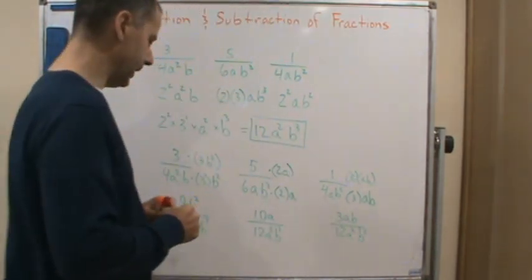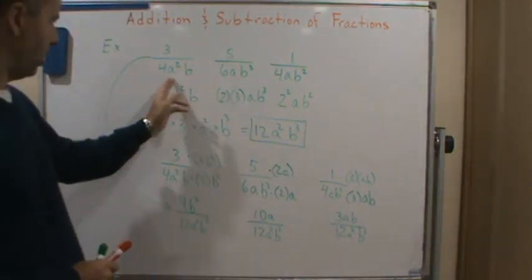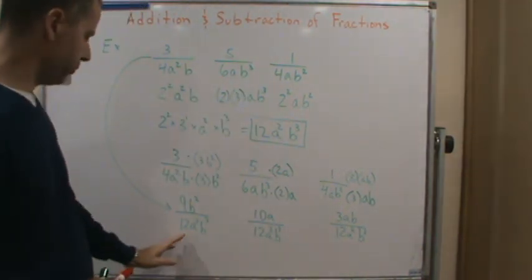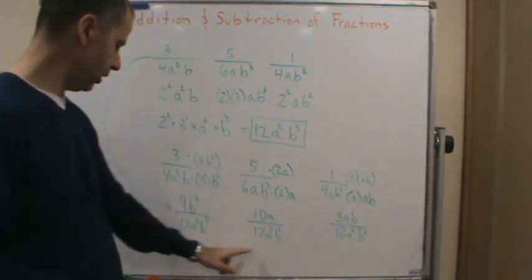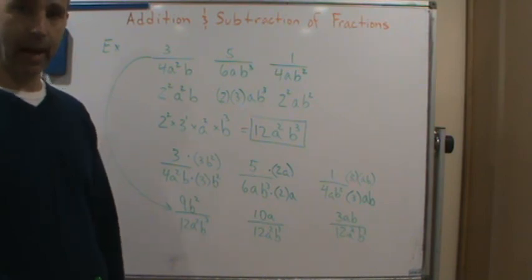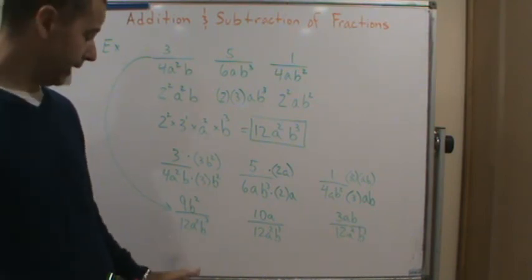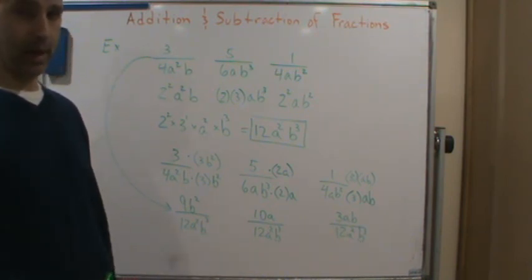And now I've changed all three of these fractions into three equivalent fractions that all have a common denominator, and the common denominator is the lowest common denominator.